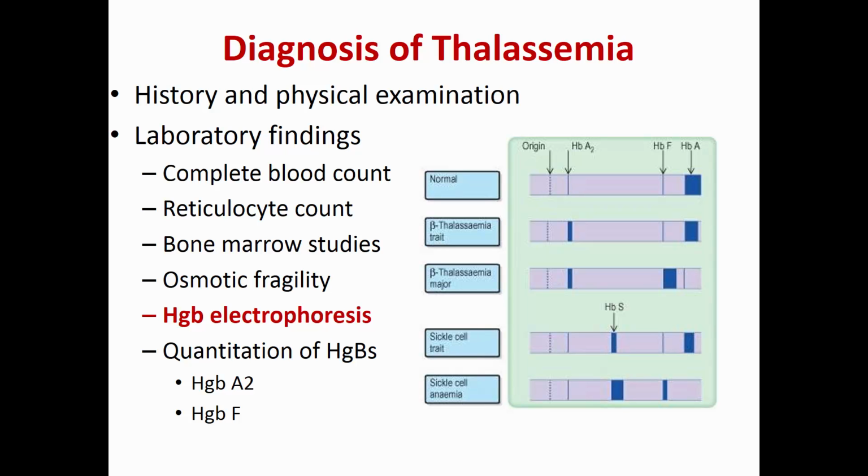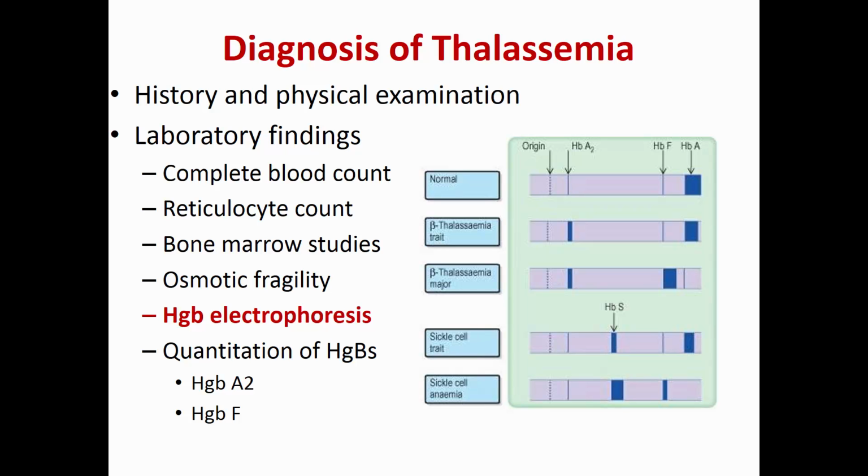When you have a mutant beta thalassemia trait, beta trait, what's going to happen is that your A2 is going to upregulate. Your fetal might upregulate, might not at this stage, but your A is going to decline, and that's exactly what's happening here. Let's compare that to the major.